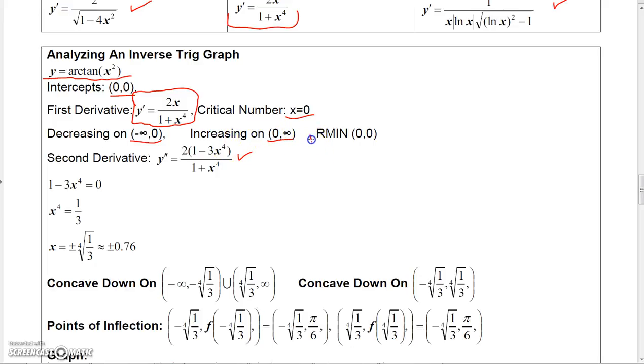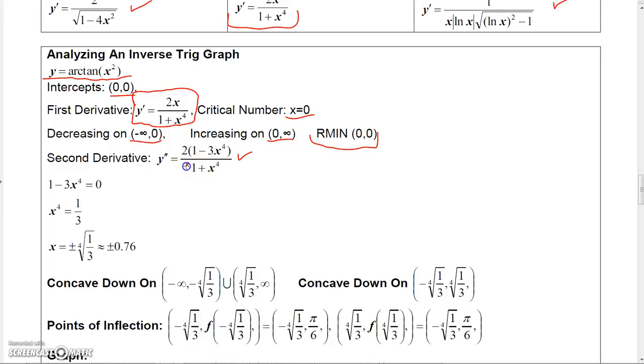So that means that the point (0, 0) is a relative minimum. And now if you get the second derivative, you'd have to apply the quotient rule to the first derivative, and you're going to get 2 times (1 minus 3x to the fourth) over 1 plus x to the fourth.